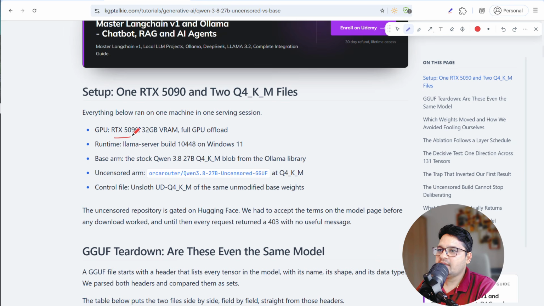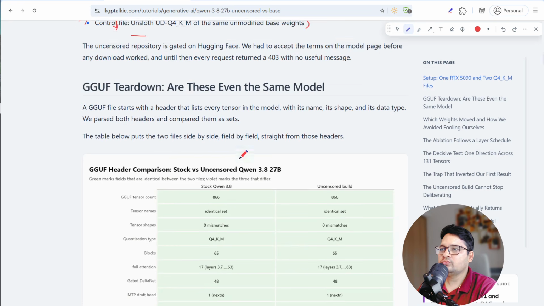I used an RTX 5090 with 32 GB of VRAM, and I used llama-server on Windows 11. I'm sharing all this information with you so that if you want to reproduce the same result, you can do that. Apart from that, one thing you will notice is that I downloaded the stock model from Ollama, and also the stock model from Unsloth. And this is the uncensored model. I compared this uncensored model with the Unsloth one, and also with the Ollama model. Now I'll tell you why I needed to do that.